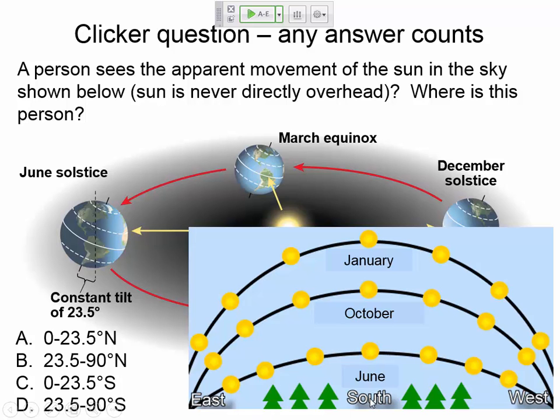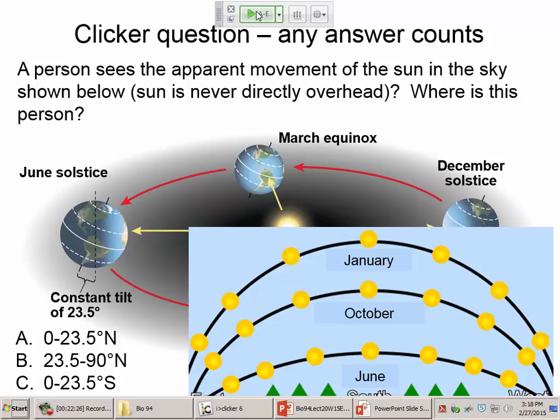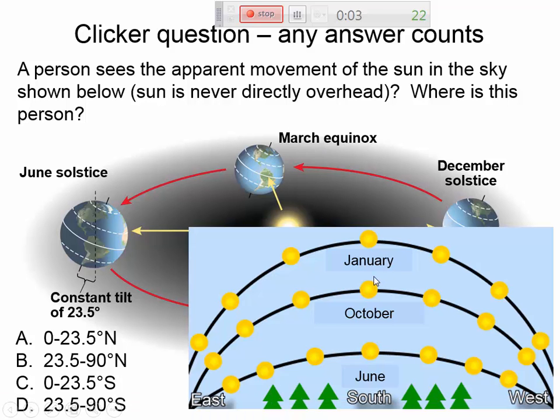We're facing south. This is what we see. And for this specific location, the sun is never directly overhead, okay? So I want to know, can you figure out where this person is? And I'm giving you 4 choices here.